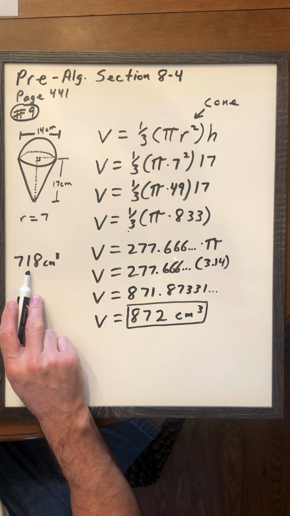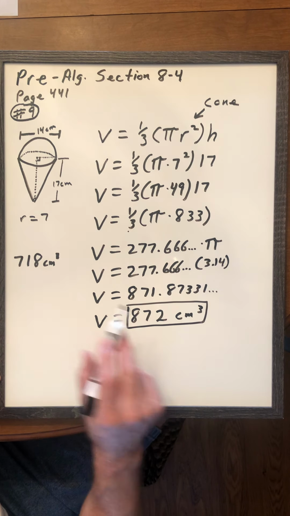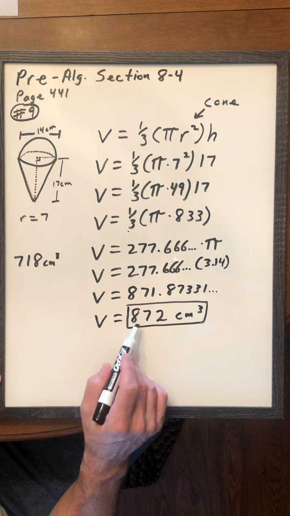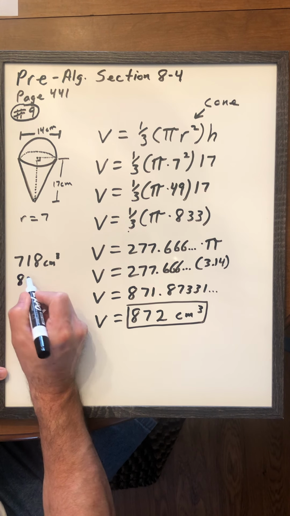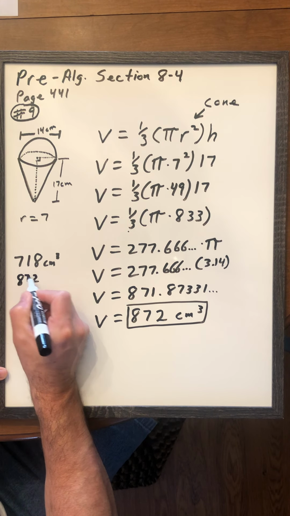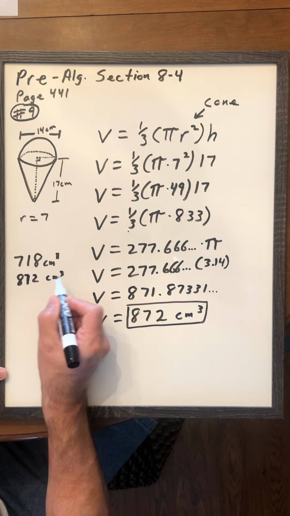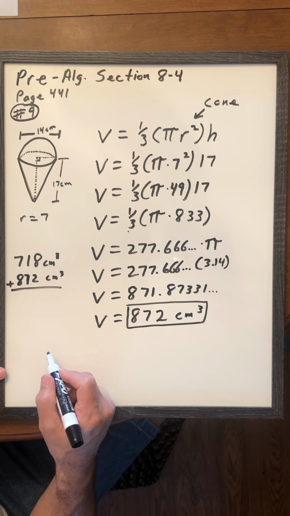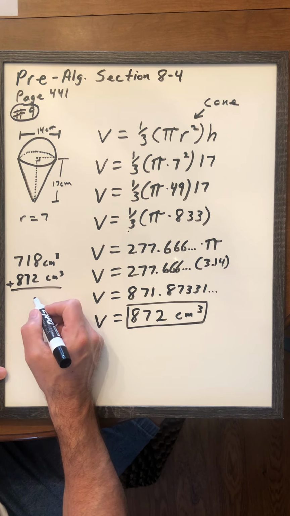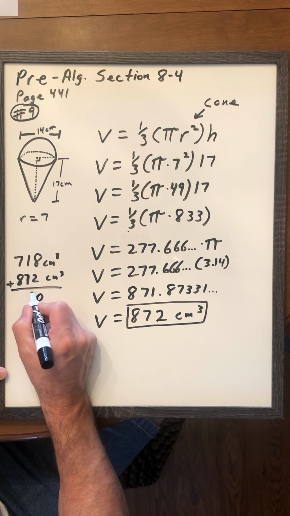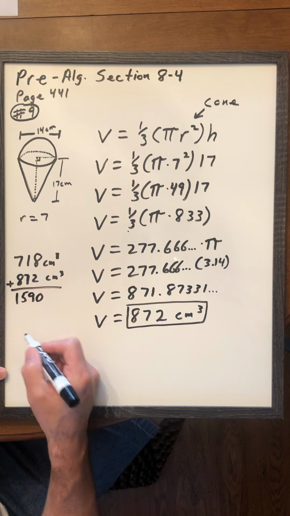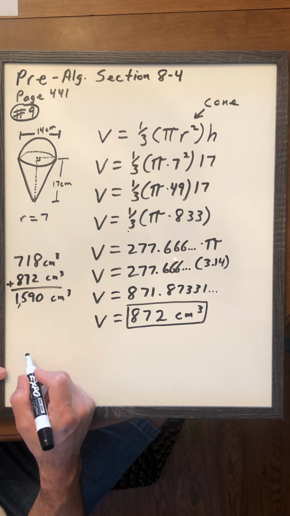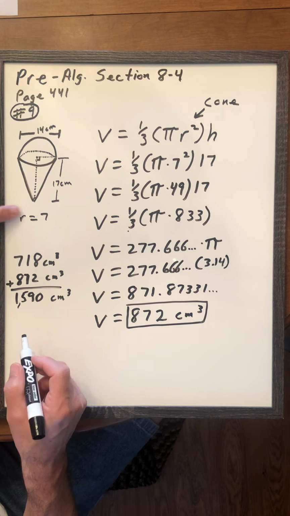So I found the volume for the hemisphere. I found the volume for the cone. And so it's a composite figure. Now we're going to take and add those two together. So I'll come over here, 872, and that's centimeters cubed. And we're going to add those together to get our total volume for this composite figure. And so when we add those together, we end up with 1,590 centimeters cubed. That is for the composite figure, this whole thing.